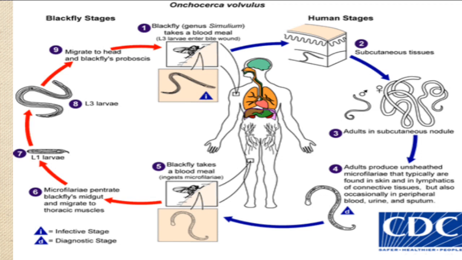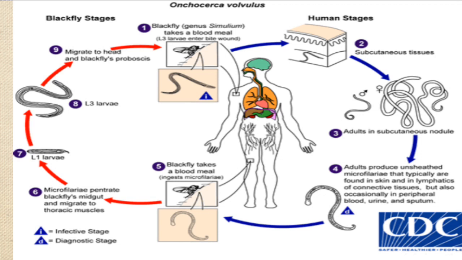It begins with the blackfly coming to take a blood meal. As it takes a blood meal, the larval stage is deposited through the bite, and these develop under the subcutaneous tissue into adults, which are the female and the male. These adults produce unsheathed microfilariae that typically are found in the skin and in the lymphatics of connective tissue, but also occasionally in peripheral blood, urine, and sputum. This is a diagnostic stage.